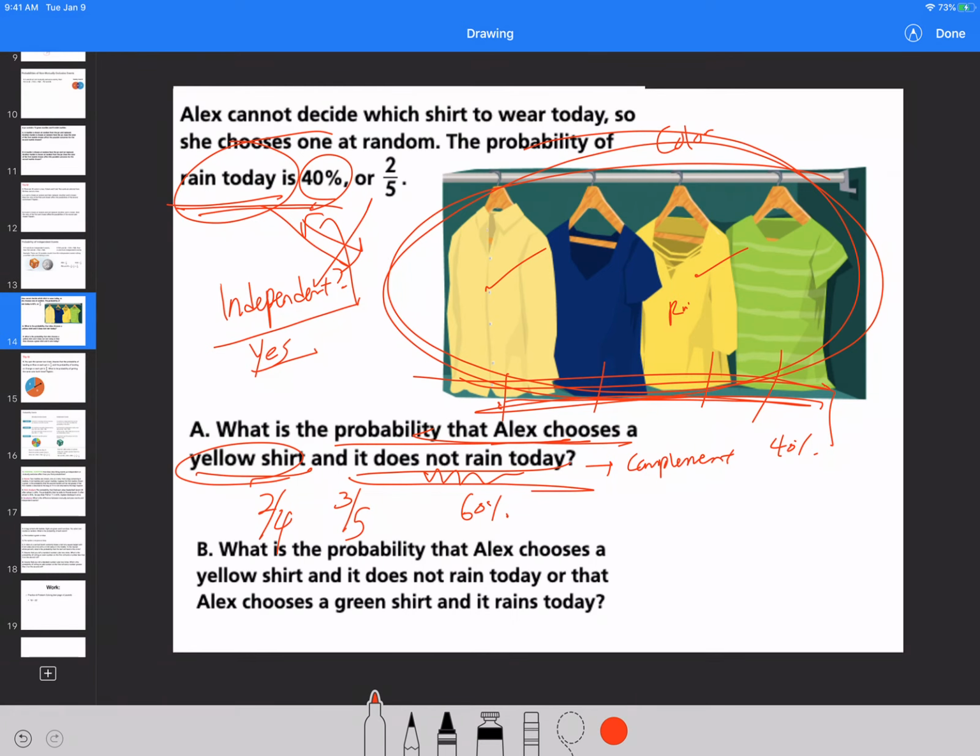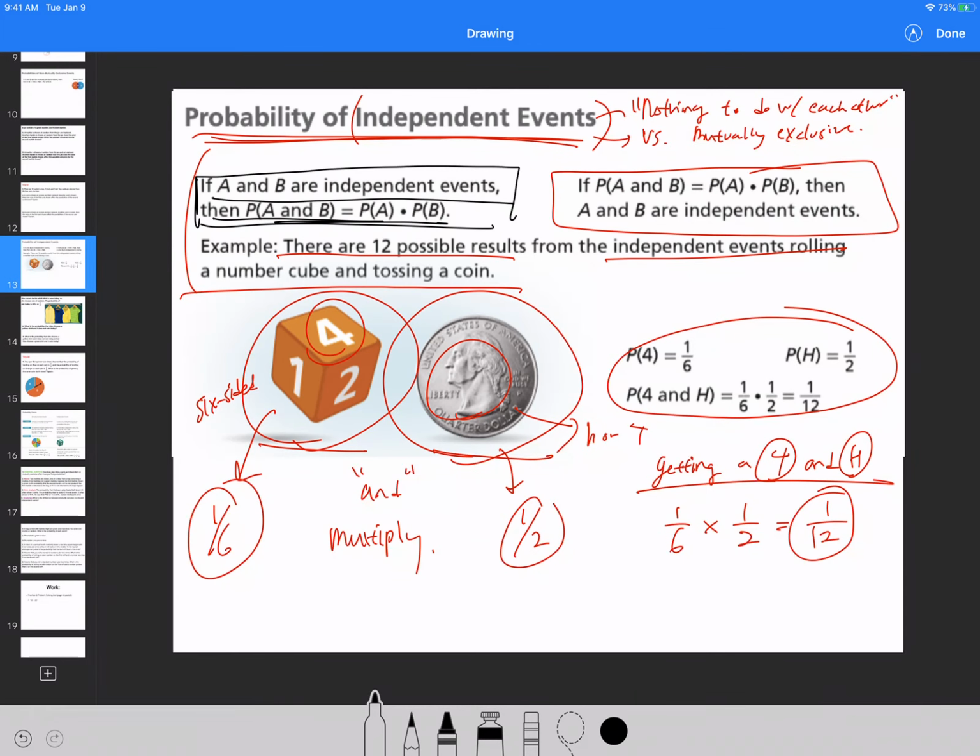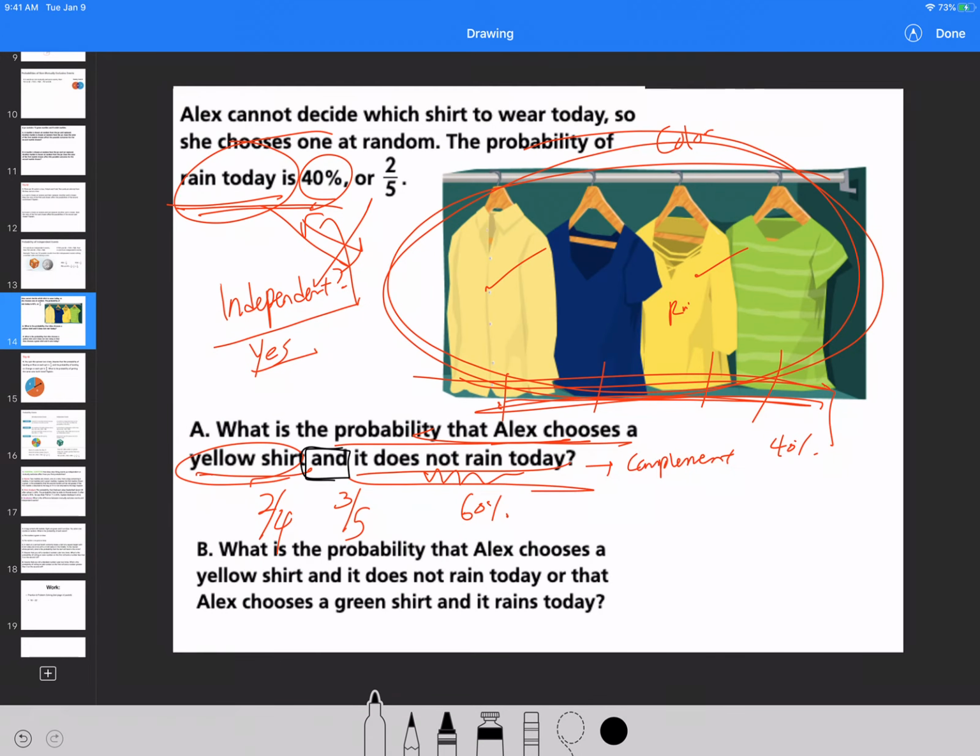So what is the probability that Alex chooses a yellow shirt and it does not rain? And the magic word here is and. Remember the previous formula says that if we're talking about the word and, we're going to simply take those two probabilities and multiply. So take those two probabilities and multiply, we get 12 out of 20. Reduce that and I get, what would I get? 3 out of 5. No, I'm sorry, that's not it, right? That's 3 out of 10. Yeah, that should be 3 out of 10. I'm sorry, why did I say 12? That should be 6. My apologies, that's 3 out of 10.